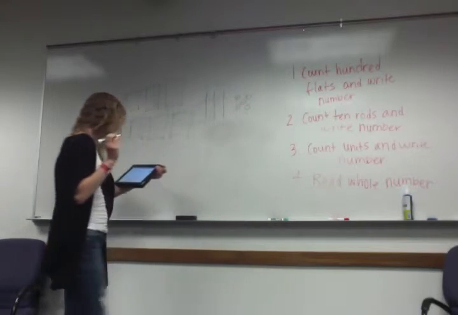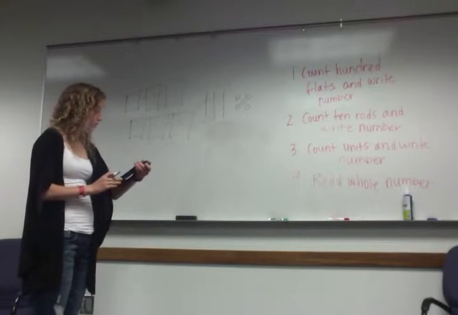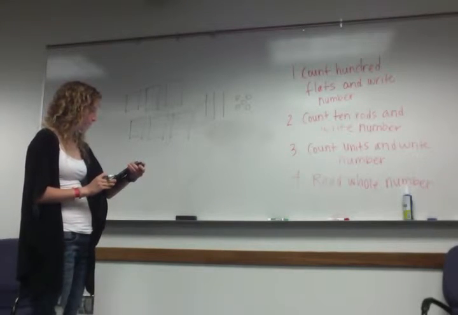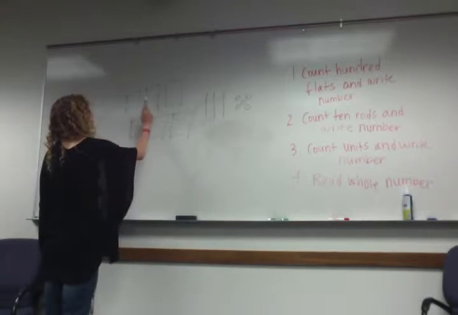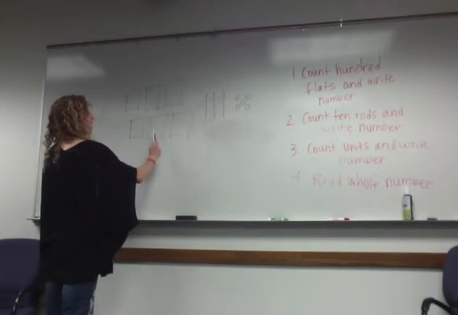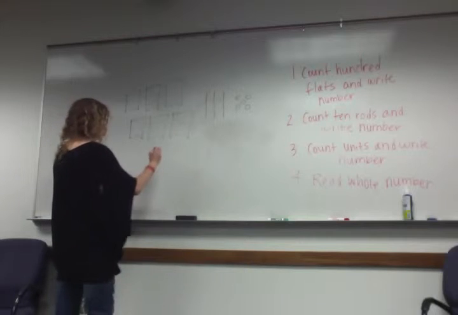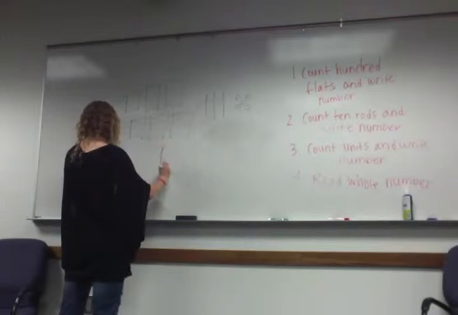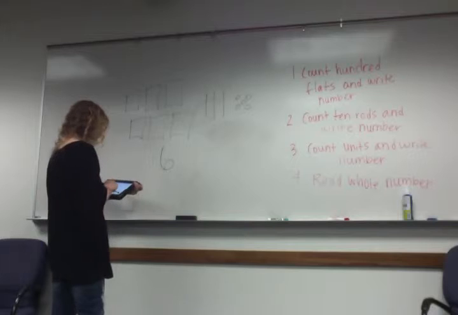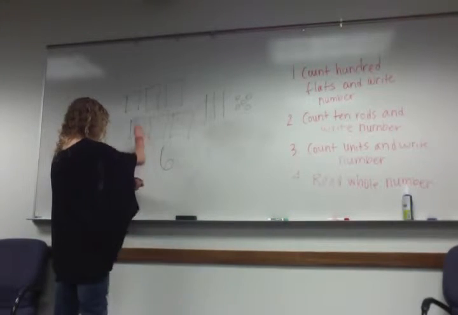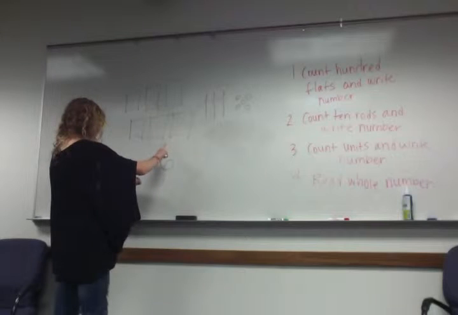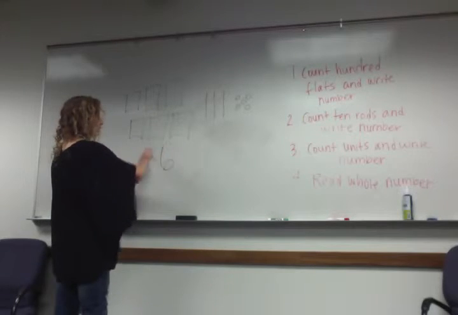Okay, Maggie, what's the first step? Count 100 flats and write the number. That's right. Let's count together. 1, 2, 3, 4, 5, 6. So we counted 6, and then we write the number. Perfect. And remember, there are 600 flats, which means that there's 600 units in total.